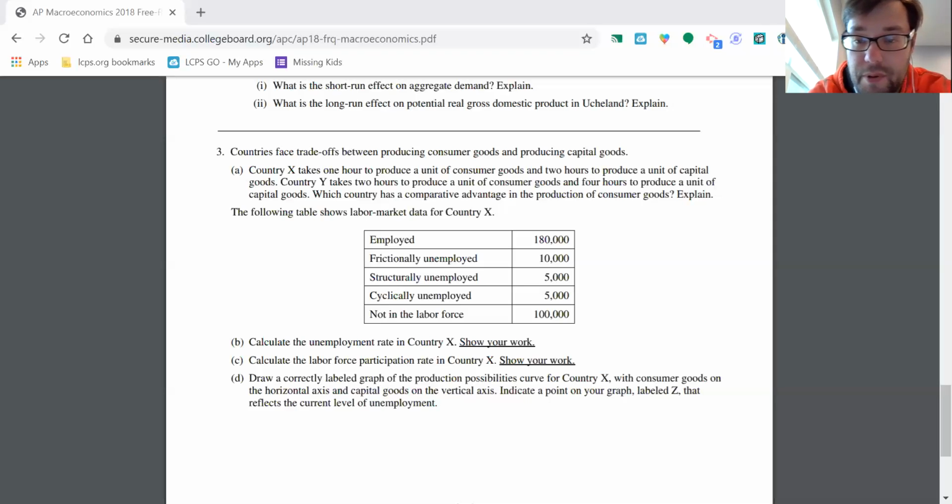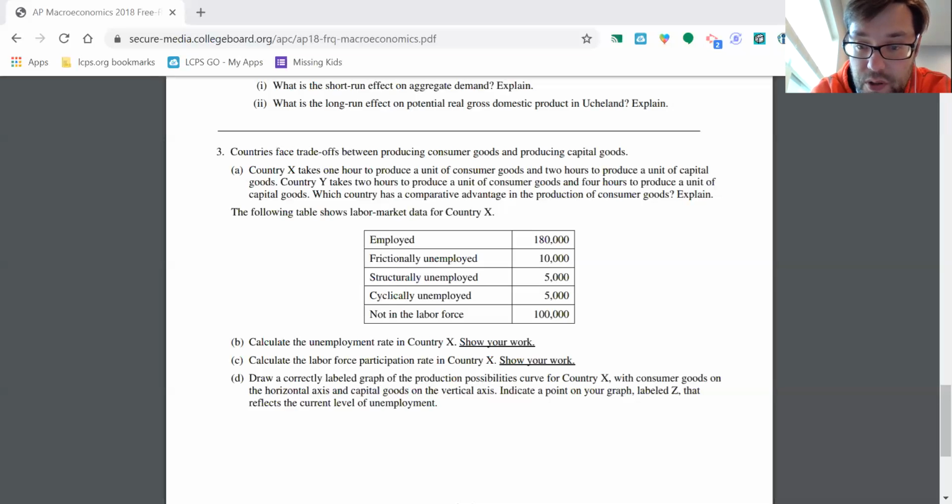How to calculate unemployment: the unemployment rate is going to be your number unemployed divided by your labor force. So for the unemployment rate, these people that are not considered in the labor force are not counted in this formula. And if you remember, the labor force is essentially your number unemployed plus your number employed. So that's essentially all these categories up here.